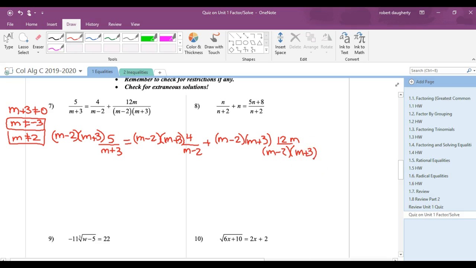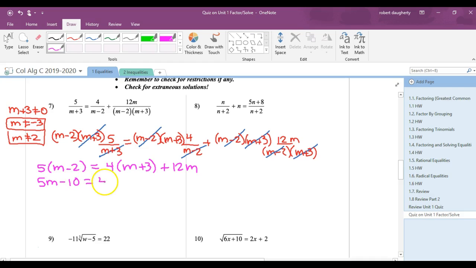A lot of people don't want to write all of this out, but if you will do this, you can keep from making mistakes. The whole goal of doing this is every denominator should cancel when you do this. And I get a whole lot simpler equation. I get 5 times m minus 2 equal 4 times m plus 3 plus 12m. Now it's just a matter of, can you simplify? 5m minus 10 equal 4m plus 12 plus 12m.